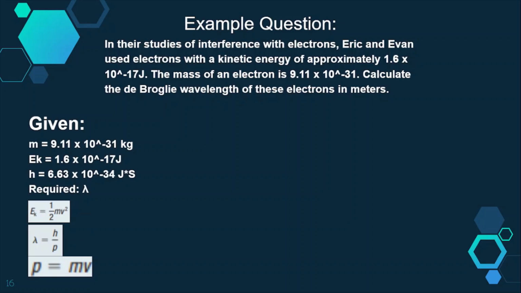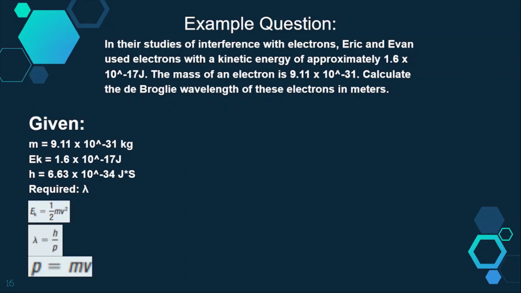So we're given the mass of the electron, the kinetic energy of the electrons, and Planck's constant h, and we're looking for the wavelength. We are also given these equations, and we can solve. Since we are only missing momentum, we can use the kinetic energy to solve for the momentum, since momentum is equal to mv, and we're missing v. Since we have the mass, we just need to solve for speed. And it's not velocity because there is no direction associated with the speed.